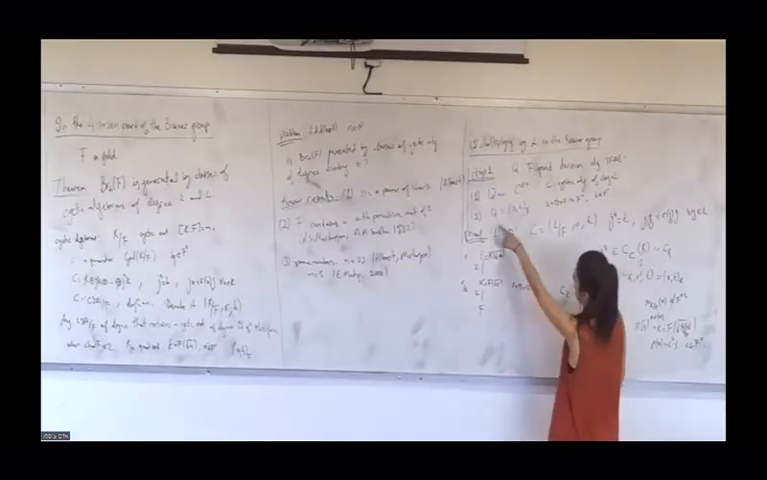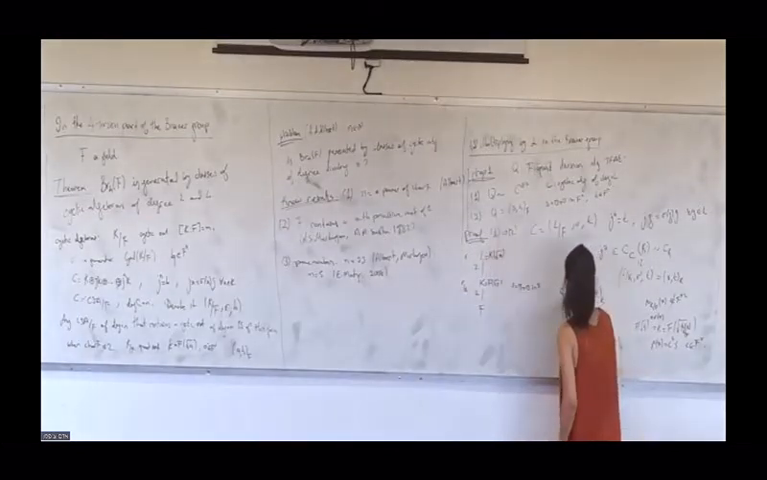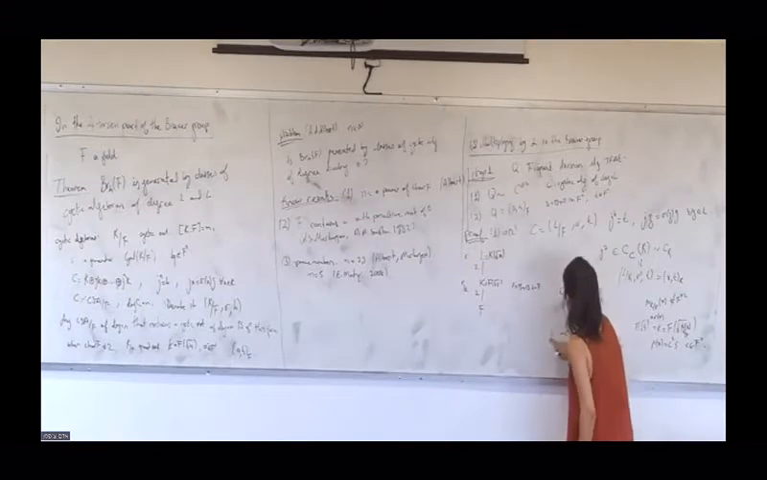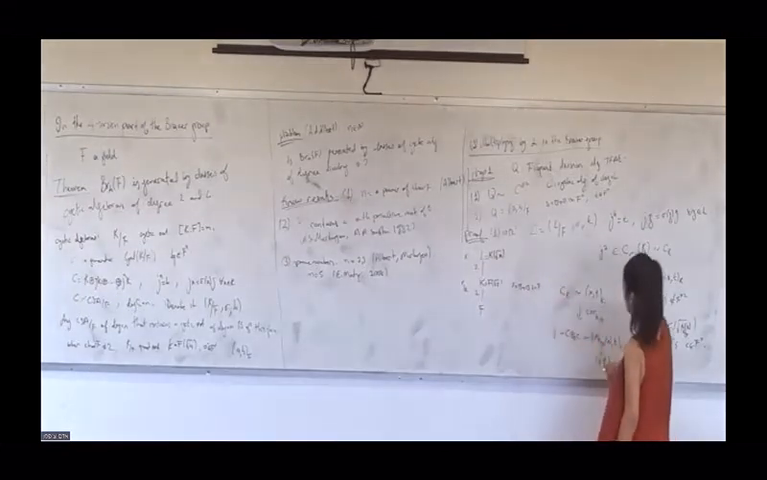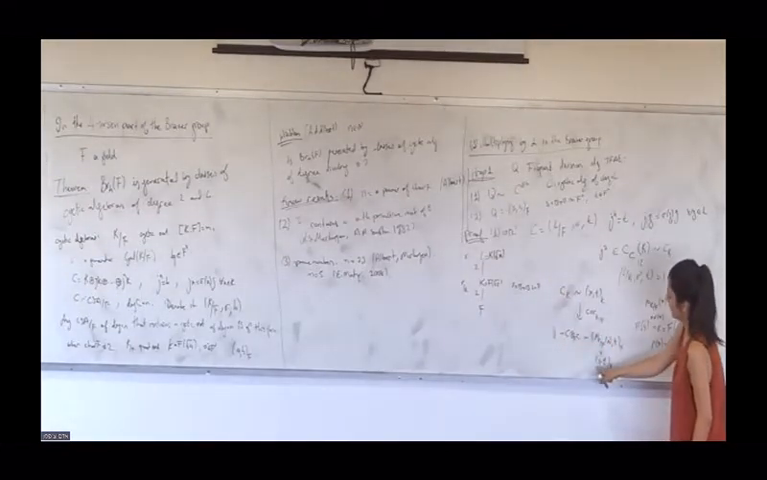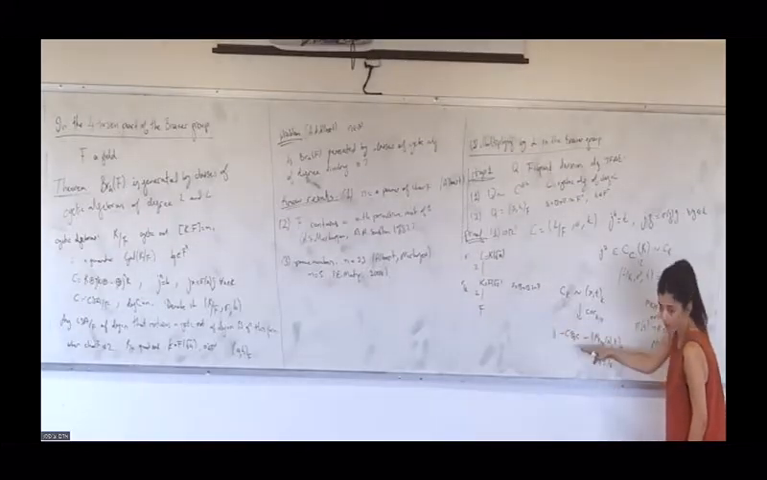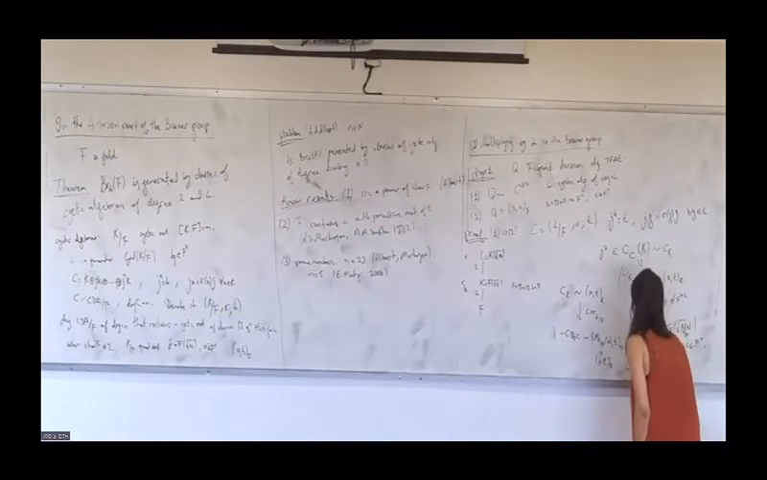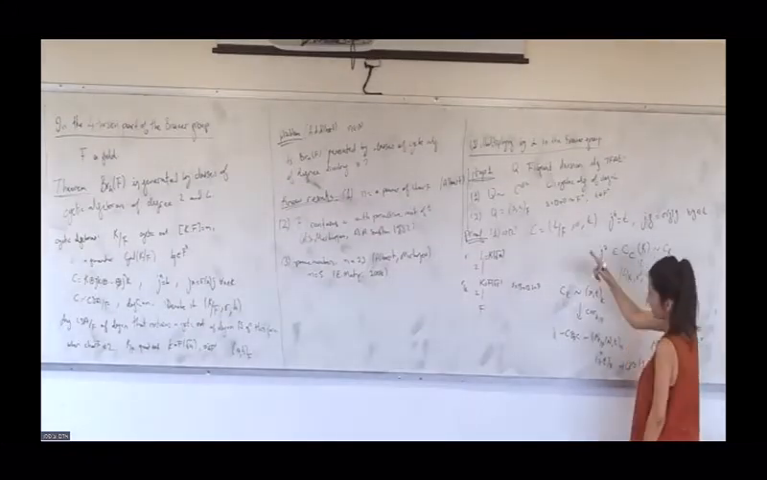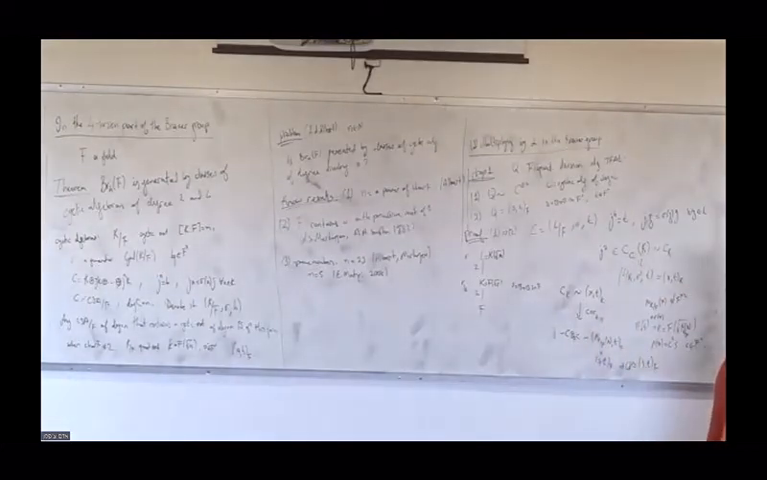So my quaternion algebra is Brauer equivalent to this quaternion algebra, where S is a sum of two squares. But this is degree 2 and degree 2, so it is actually isomorphic. This gives you 1 implies 2, right?